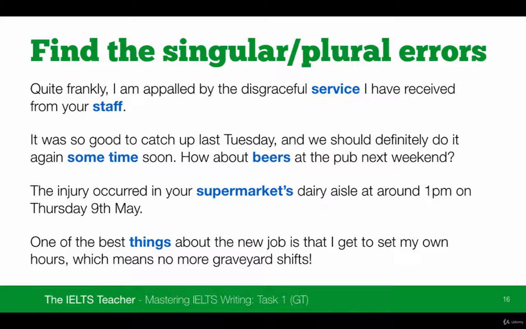Third one, the injury occurred in your supermarkets dairy aisle at around 1 p.m. on Thursday, the 9th of May. Now the issue here is partly a punctuation issue. Hopefully you'll notice this from the punctuation lecture. So originally we had it as a plural form. It was a plural form because there was no apostrophe. Now that doesn't make sense because it's not in the possessive that way. We have to make it into the possessive and singular by separating the T and the S with an apostrophe. We now know that the supermarket possesses that dairy aisle, and it's just one supermarket. Now it's correct.